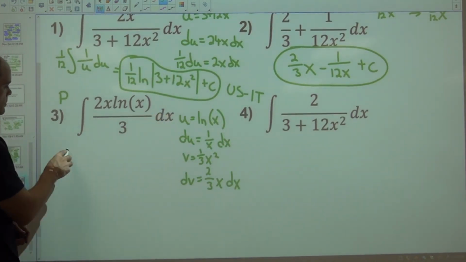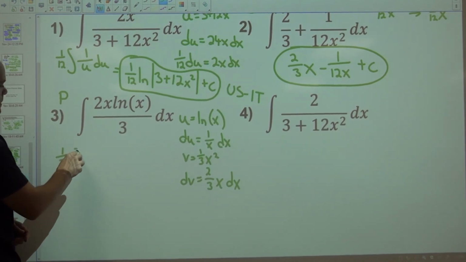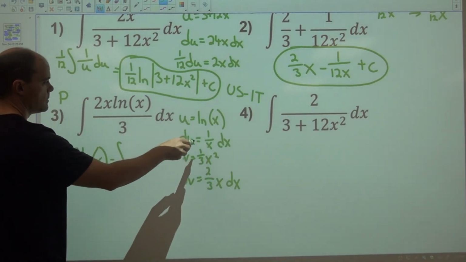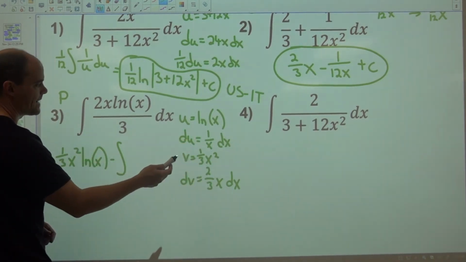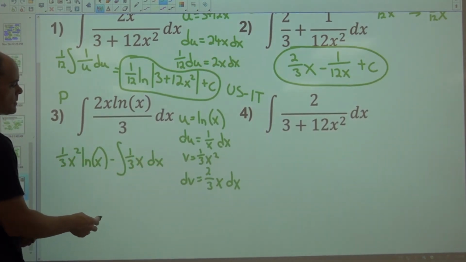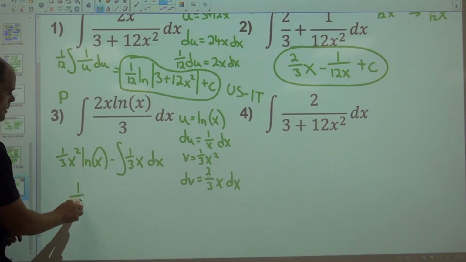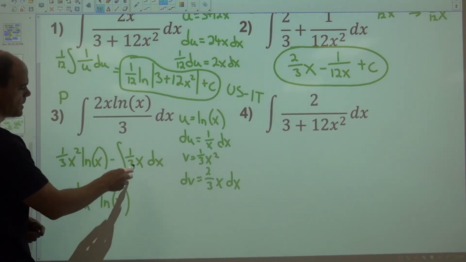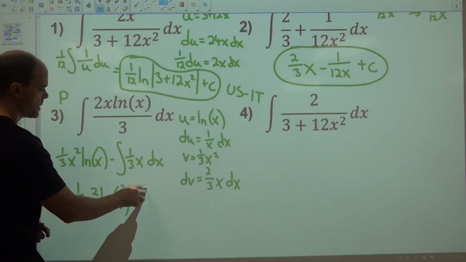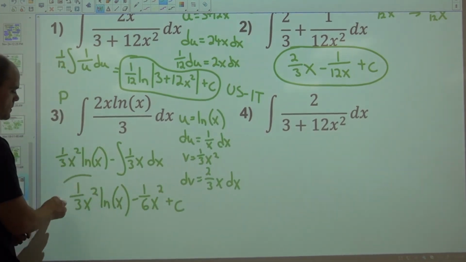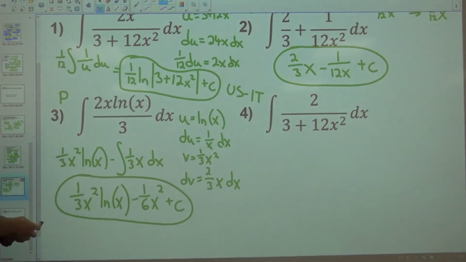U times v, 1/3 x squared ln of x minus v du. 1 over x times x squared is x, so I get 1/3 x dx, and that's a really simple antiderivative. So here we are, this is what we do in calculus, we just recopy things over and over and over again. Antiderivative of that, I'm going to need a half, so I'm going to end up with minus 1/6 x squared plus c. There we go.